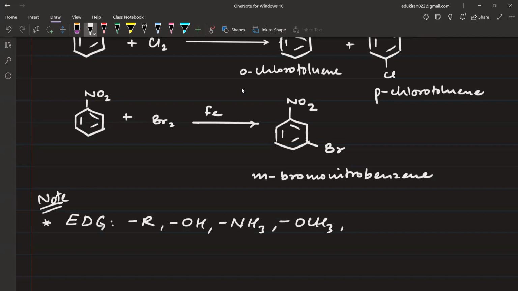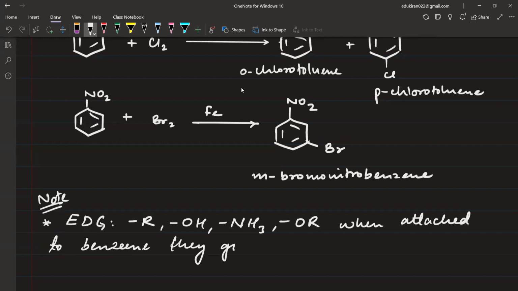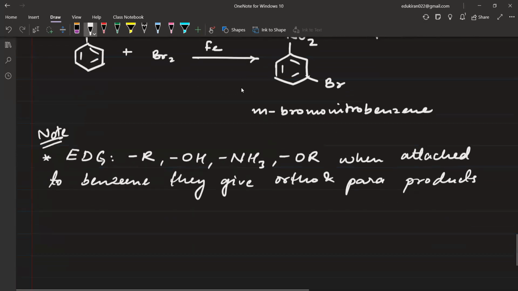Then you have OCH3, let me write OR. Any alkoxy group is present, etc. These, when attached to benzene, give ortho and para products on halogenation.